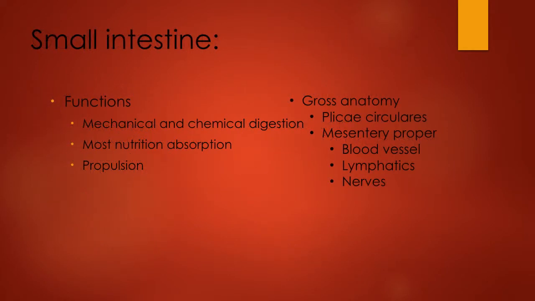The small intestine functions: mechanical and chemical digestion. Mechanical is segmentation. Chemical is enzymes from the liver and pancreas. Most nutrient absorption happens here. Gross anatomy includes the plicae circulares, which increase the surface area. Also circular folds in the small intestine walls. Mesentery proper connects the small intestine to the posterior abdominal wall. Blood vessels: the superior mesenteric artery is feeding, veins are draining.